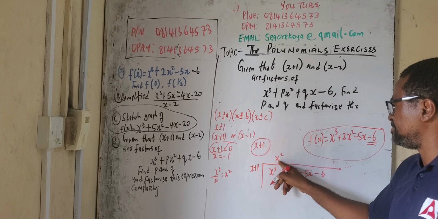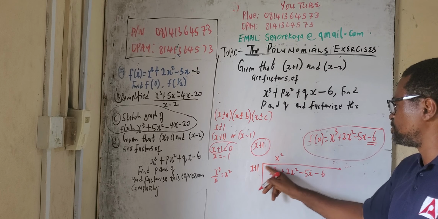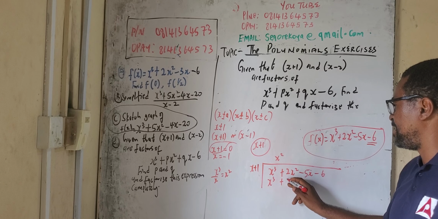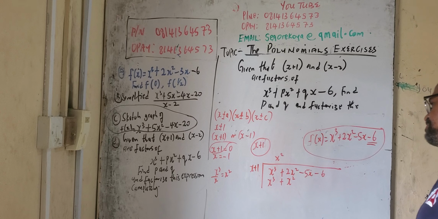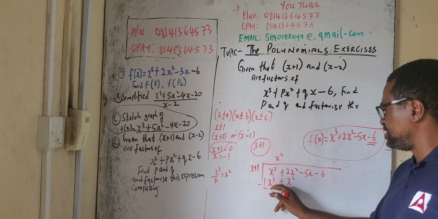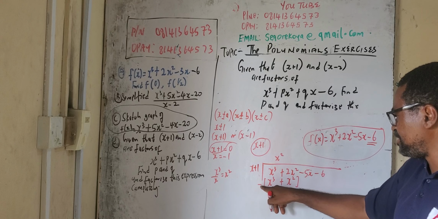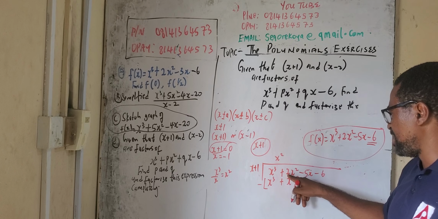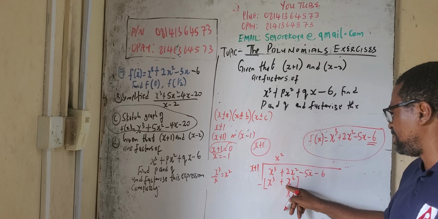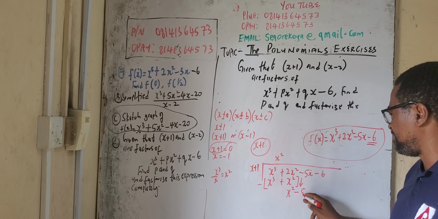Use these two to multiply. x times x squared gives me x cubed. Plus 1 times x squared will give me plus x squared. So after that, you do subtraction. Please don't forget, when you subtract, this gives you 0. Minus times plus gives you minus. 2x squared minus x squared will give me x squared. After you have done the subtraction, bring the next term down, minus 5x.